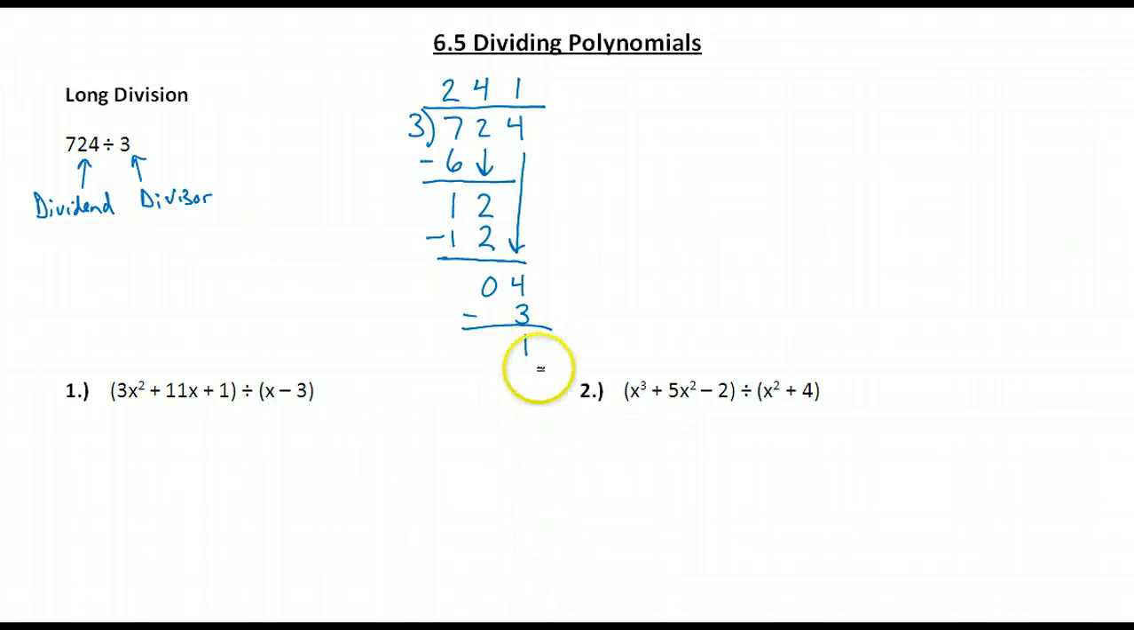This 1 represents our remainder. Many times you will just have to write remainder of 1. But I want to write the remainder slightly different. If our remainder is 1, I can write our remainder as 1 over our divisor. So our answer is 241 and 1/3. This 1/3 is made up of my remainder and my divisor. This answer is called the quotient.